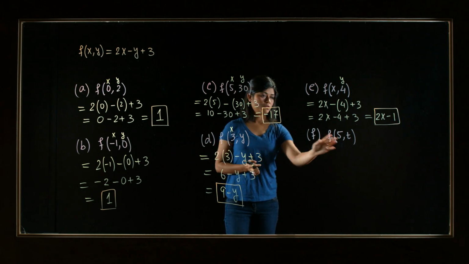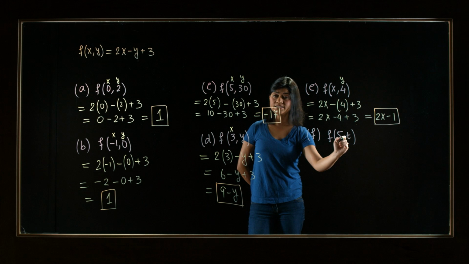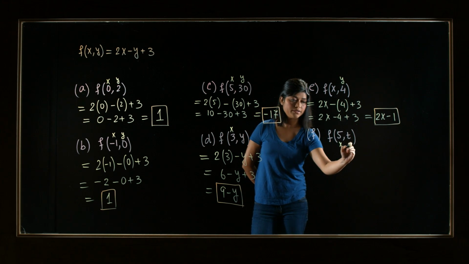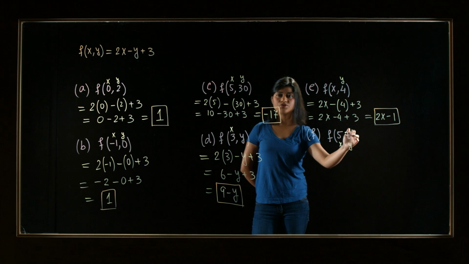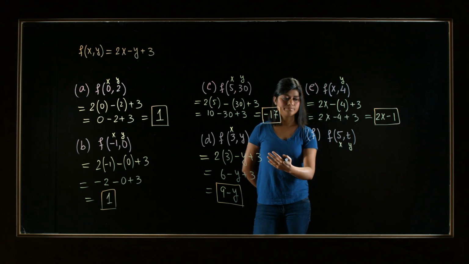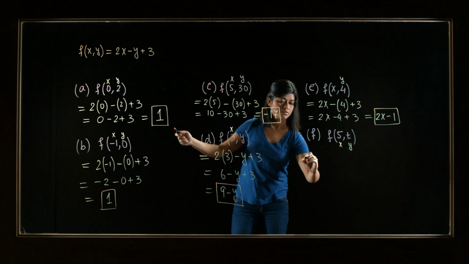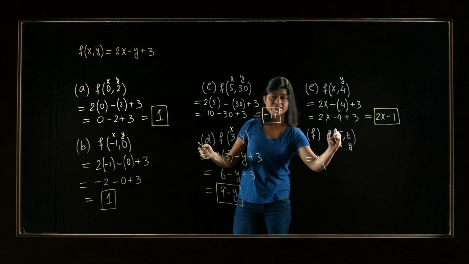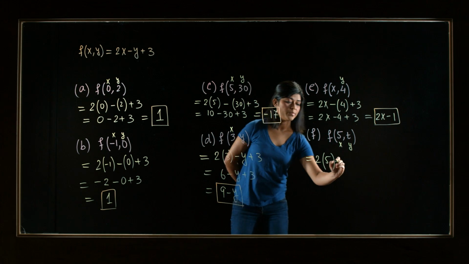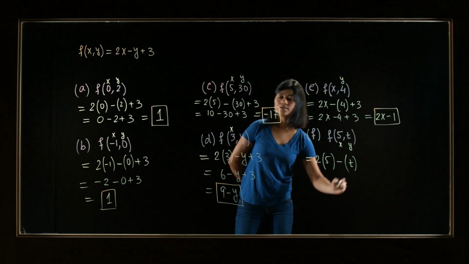Finally, the last one, we have to figure out f of 5, t. So, now x is 5 and y is t. So, we are just plugging in another variable for y, which is t. So, again, take your expression, 2x, but x is equal to 5. So, plug in 5 here, then minus, instead of y, you have to plug in t. And then plus 3.